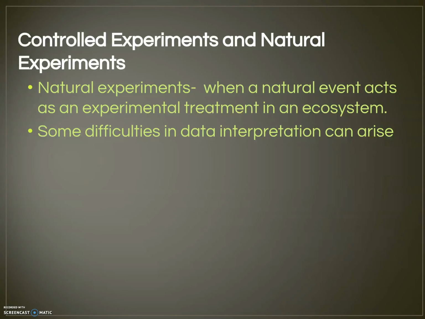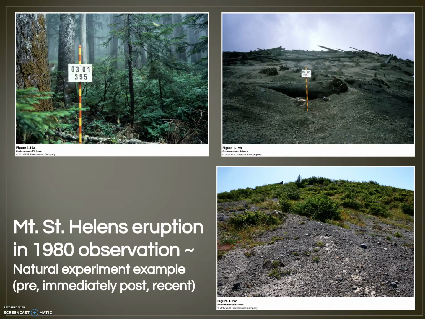A natural experiment is when a natural event acts as an experimental treatment to an ecosystem, and some difficulties in data interpretation can arise. Looking at a volcanic eruption, a volcano causes a large-scale study of forest regrowth. It's important because we're not going to just say, well, what does it look like when a forest regrows? We're not going to mow down a forest so that we can see what that looks like.